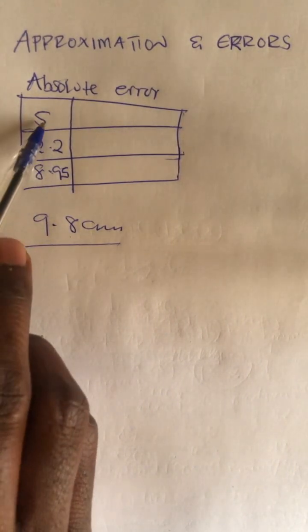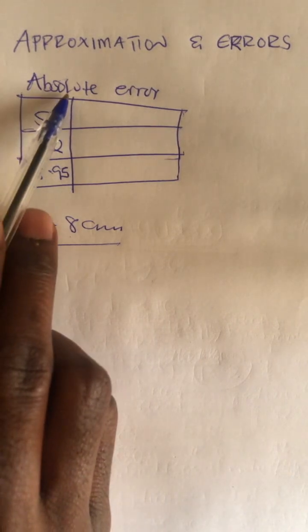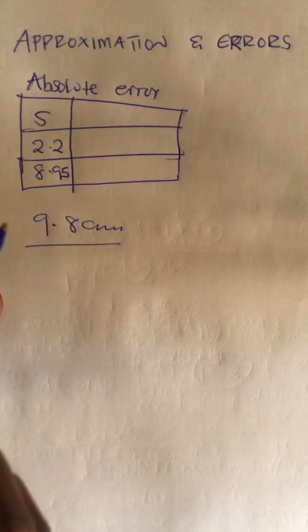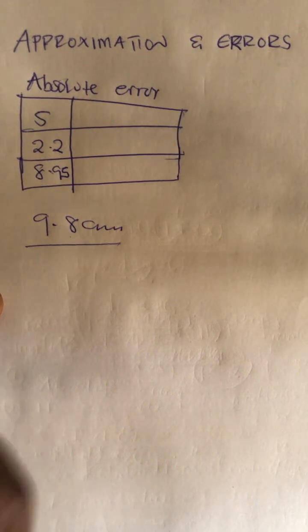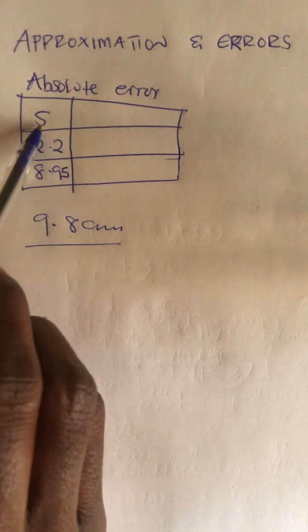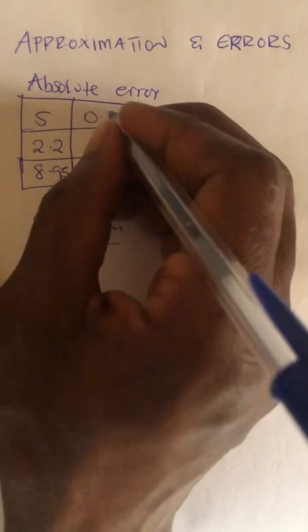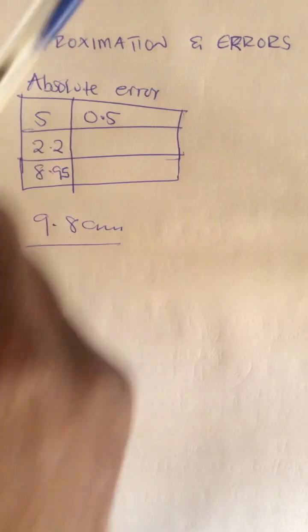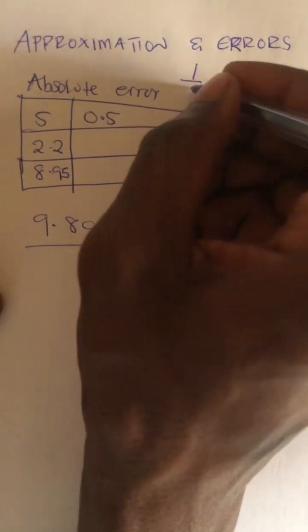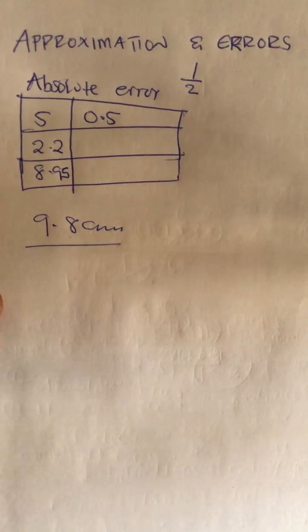So when you are given a question and you are asked to find the absolute error, and the actual measurement is not given, provided that number is a whole number, then your absolute error is 0.5, which is half. Meaning the 1 represents the number, then the 2 represents the division, which is half of that number.